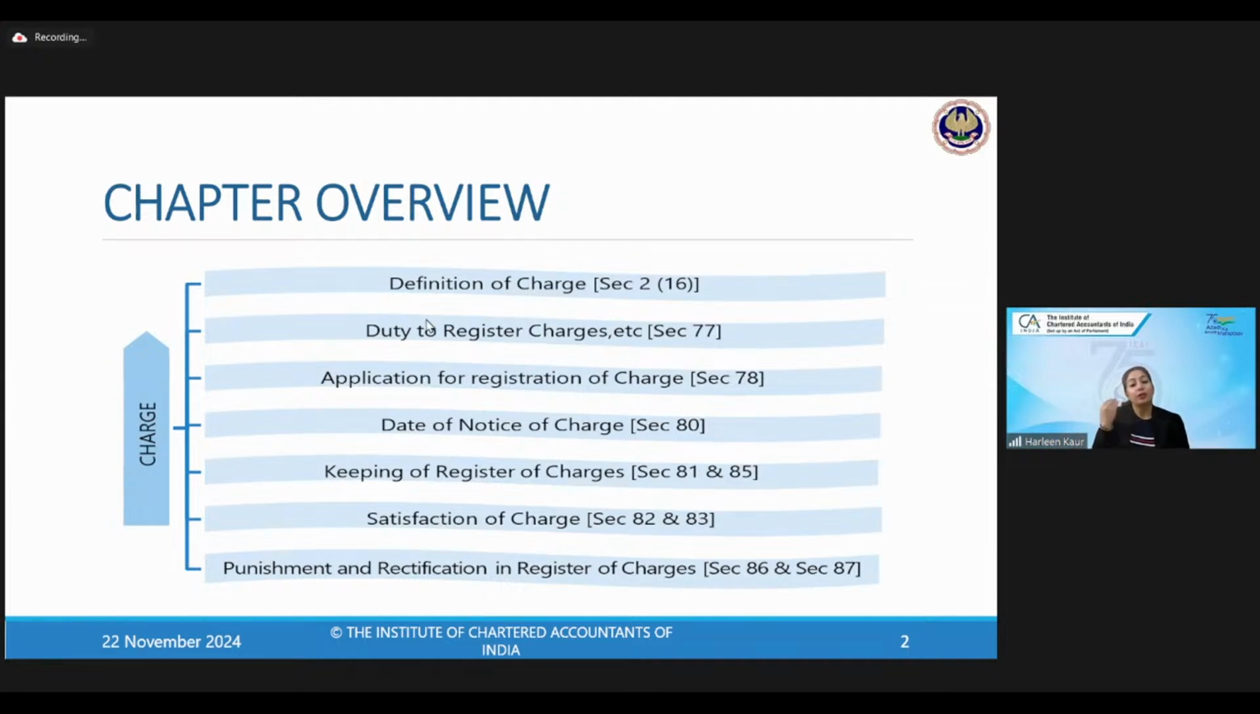Just before going to the definition of charge, it is important to understand that this chapter talks about the registration of charges. So whatever charges have been created, what is a charge? Ma'am will tell you in a while. But before knowing what a charge is, you have to understand the relevance of chapter number 6 of Companies Act. This chapter specifically tells you that whenever any charge is created, any security is given against any loan or borrowing, that needs to be registered with ROC. So the name of the chapter itself talks about the registration of charges.